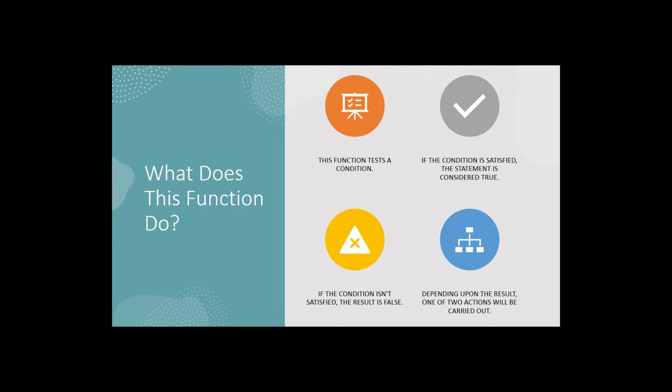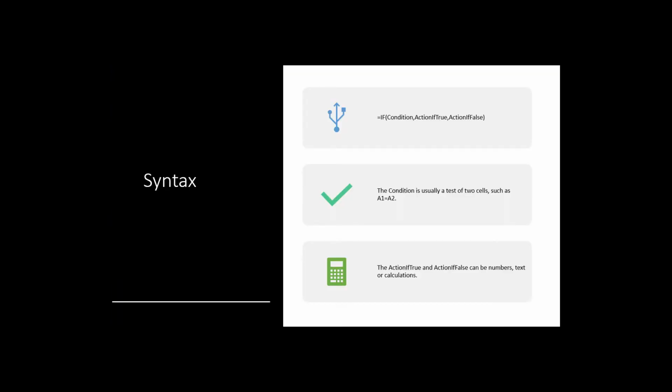Now moving on to the syntax. The syntax is written as an equal to sign followed by the IF statement, and in an open bracket we write the condition, which could be a test between two cells, such as these two cells being equal to each other, less than, or greater than each other. After that, the action that is to be carried out if this condition is met, and if this condition is not met.